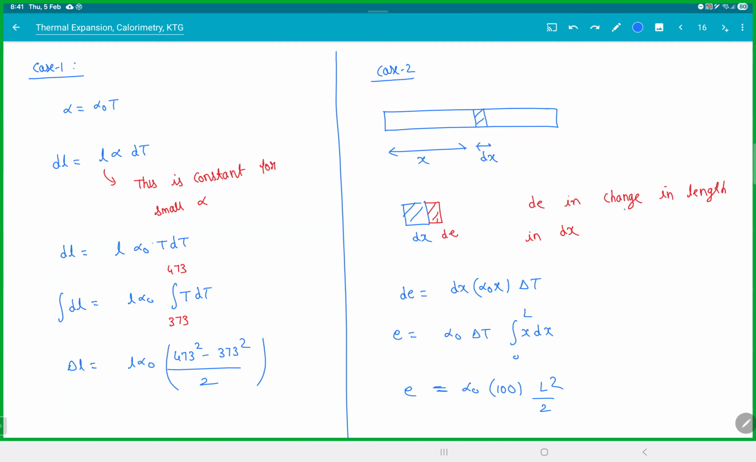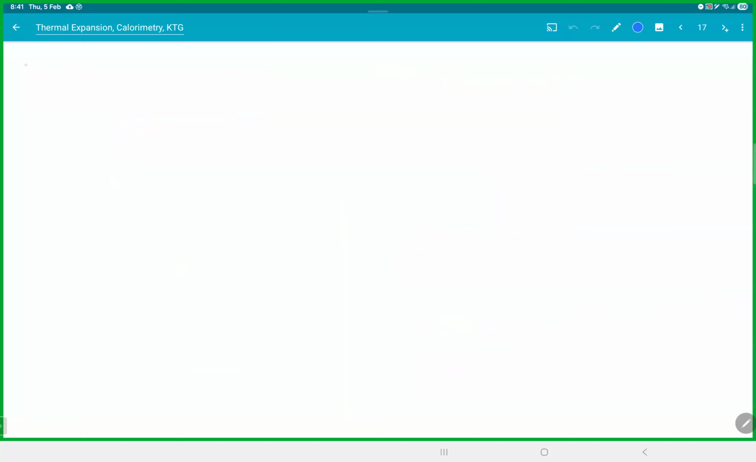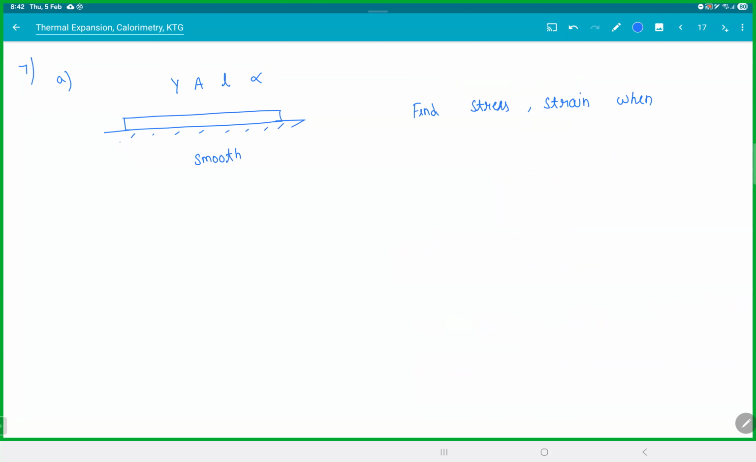Next thing. Now, these are important questions. These are questions connected to elasticity, which we couldn't do there. Now we are going to do them. And this is important theoretically, so listen carefully. So we've got a rod on a smooth surface. Young's modulus, area of cross section, length, alpha. Find the stress and strain when temperature changes by delta T. Strain is delta L by L, and stress is Young's modulus into strain.